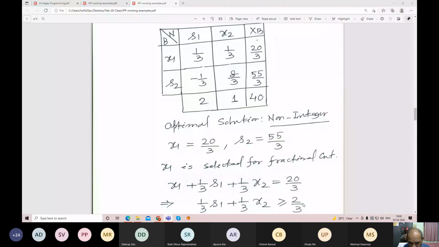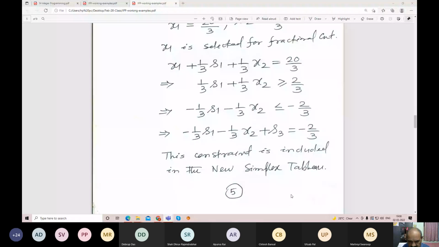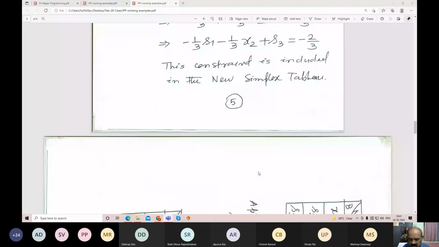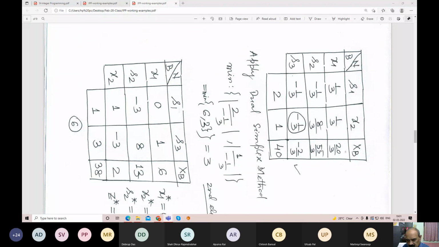Okay, this will help us to find the solution. This is the first cutting plane. So we may need the second one also. That depends on the problem. So this equivalent one we have got. This constraint is included in the new simplex table.